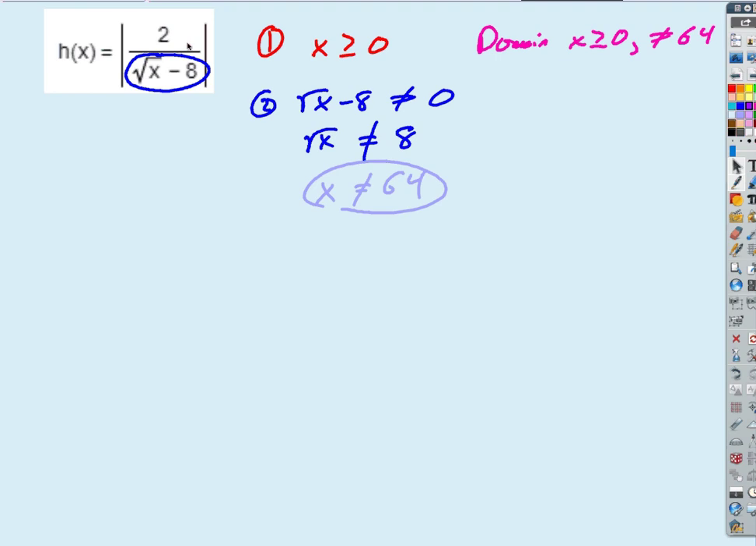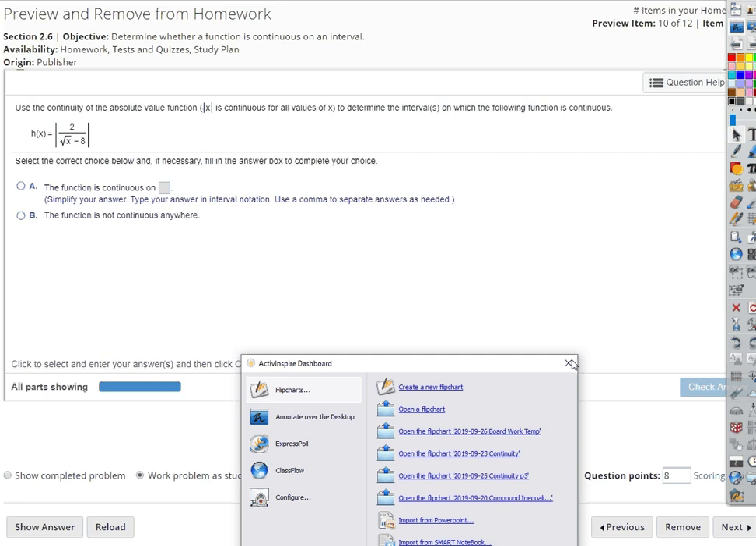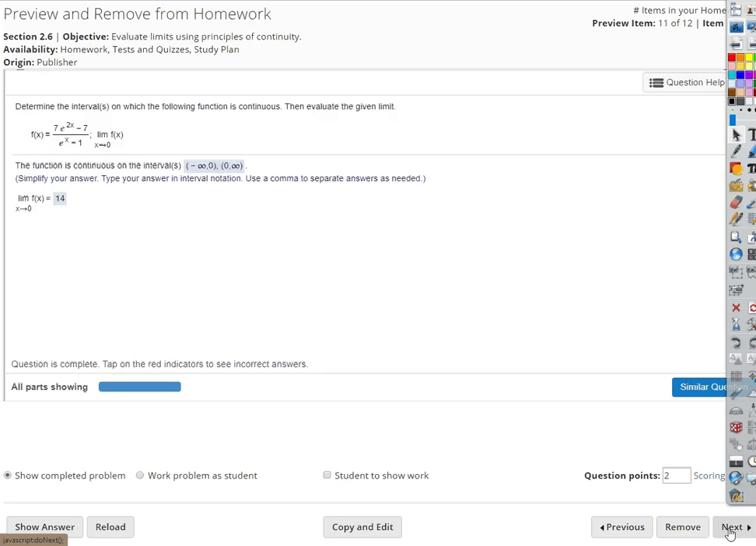All right, see if there's anything else. So it's going to look something like that. Hey, that's exactly what Christian had.